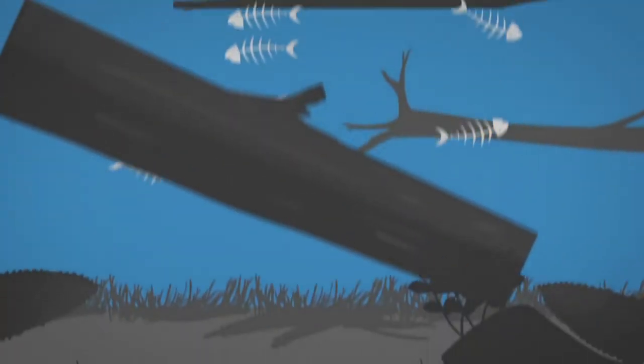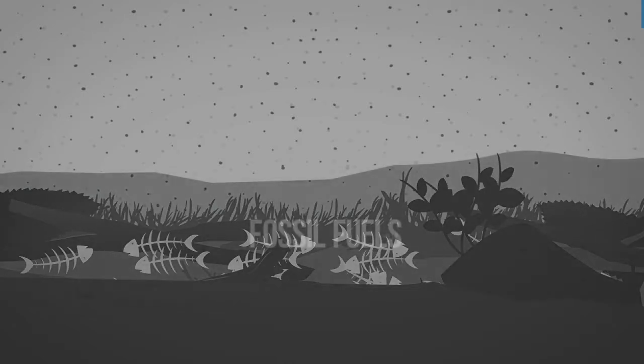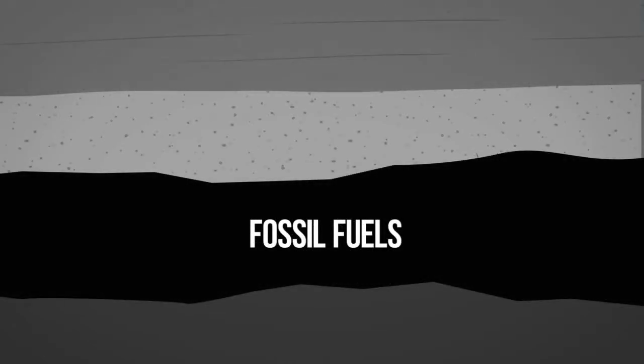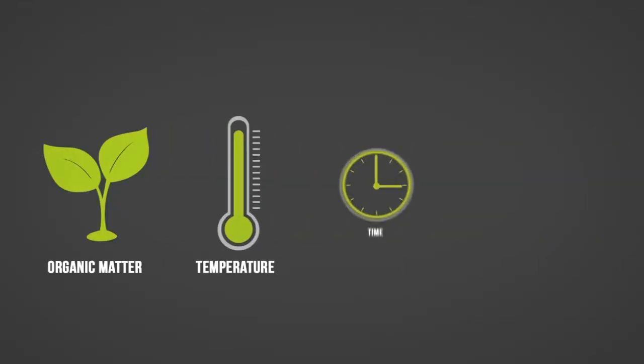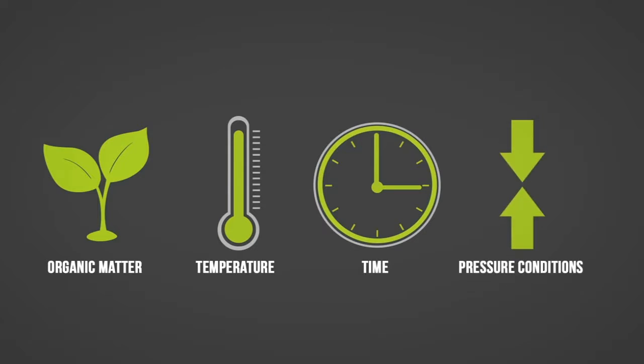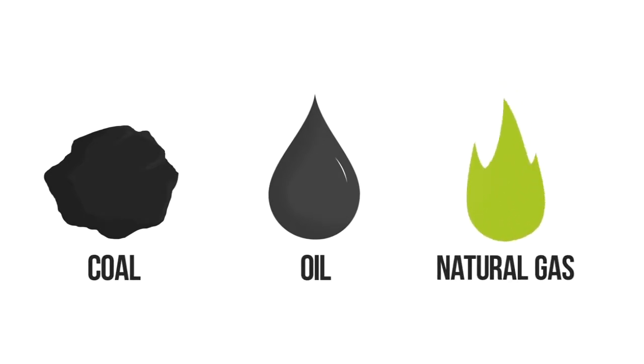As they died, they sank to the bottom of swamps and oceans and over millions of years started decomposing under layers of sand, clay, and other minerals. Different types of fossil fuels formed depending on the combination of organic matter, temperature, time, and pressure conditions while decomposing. There are three major types of fossil fuels: coal, oil, and natural gas.